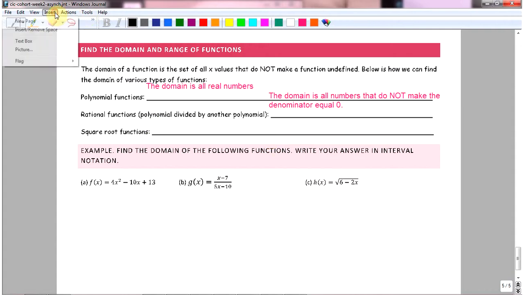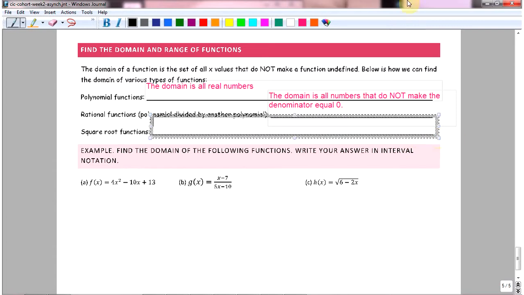For a square root function, with square roots, you can only take the square root of positive numbers. So the domain of a square root function is all numbers that make the radicand, the part under the radical, positive. And this will make a lot more sense when we go through the next example.